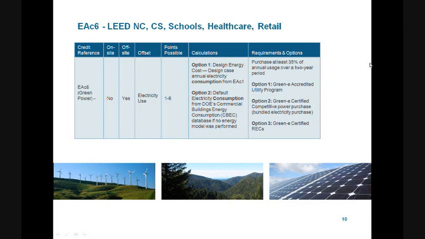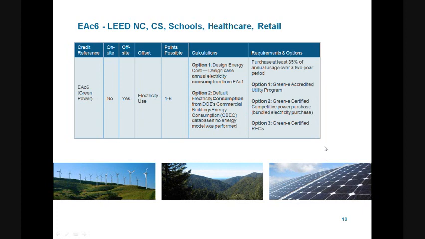Okay, so option 2 is to purchase Green-e certified competitive power. If you live in Texas, for example, where you can shop your electricity, you can decide, I want to purchase my electricity from a green power provider. And if that provider is Green-e certified, then that would be another option for you. The third option, regardless of where you live, is to purchase Green-e certified renewable energy certificates. Again, we'll define those a little bit more in a few minutes. Are we all with me? Okay, EAC4.